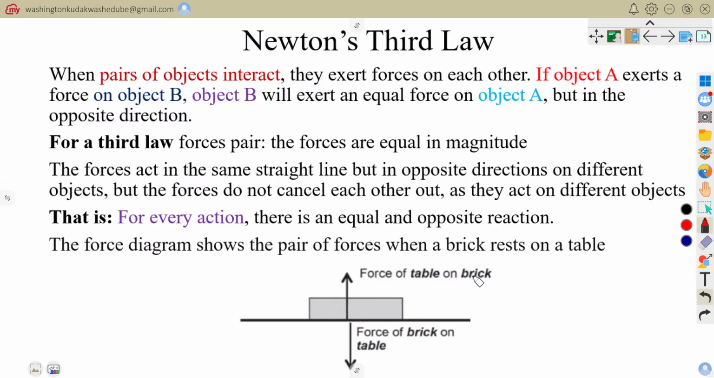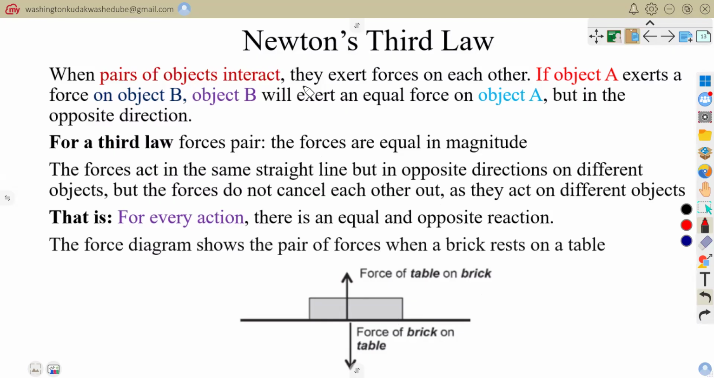That brick will exert a force due to its weight on the table, whilst the table will exert a force on the brick that is going to balance the weight of the brick, so that the brick will remain at rest. So the table will exert a force on the brick, and then the brick will exert a force on the table. So these are the two pairs of forces that are in interaction according to Newton's third law.